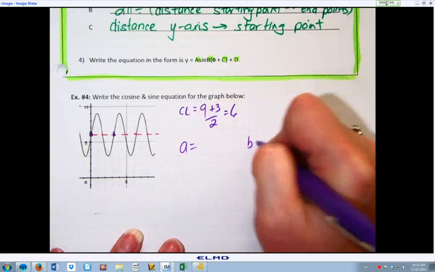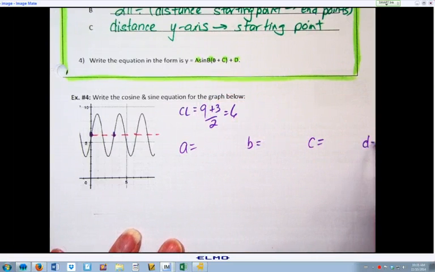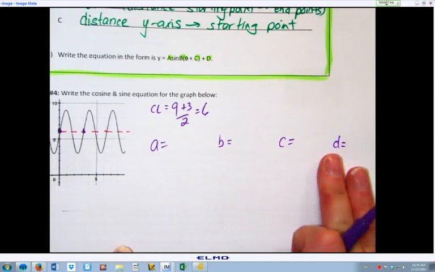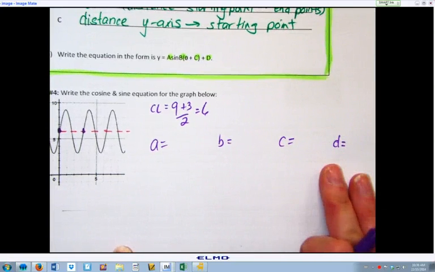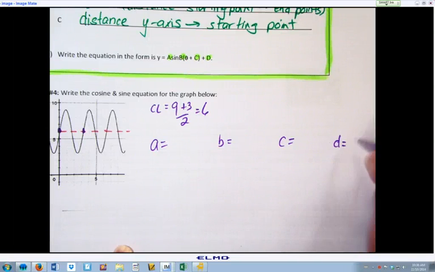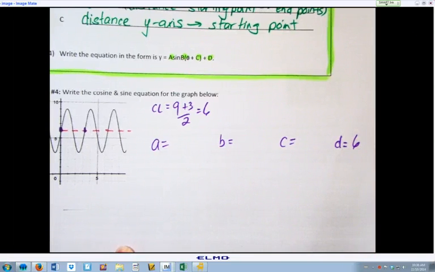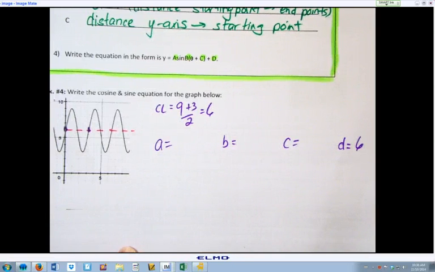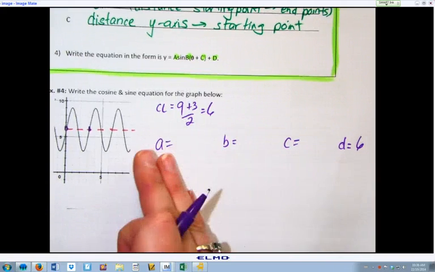Okay, A, B, C, and D. I like to start with D because it's the easiest for me. What is D? It's the center line. It's how far we have pushed this graph up or down. You can clearly see by the center line we've picked it up and plunked it 6 units up. Which one is related to D? A, so I like to go to that one next.